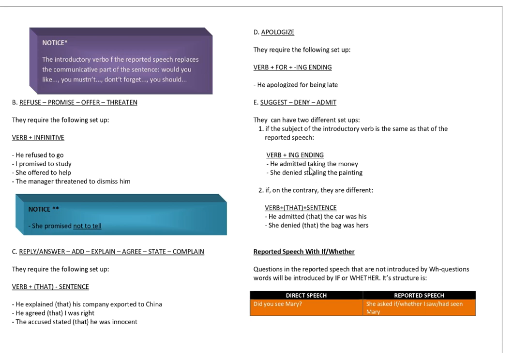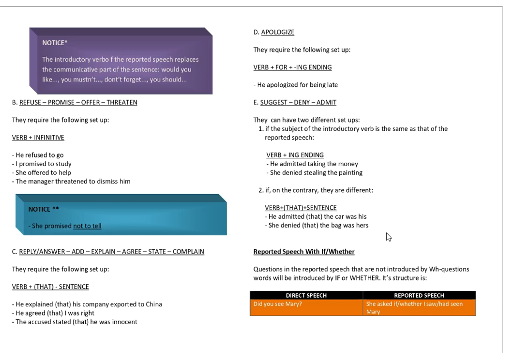So he admitted taking the money. She denied stealing the painting. As you can see, the verb is in the ing form. If, on the other hand, the two subjects are different, we will have this setup: verb plus that plus sentence. He admitted that the car was his. She denied that the bag was hers. Therefore, the ing form for the verbs in this case, the regular sentence if the two subjects are different.